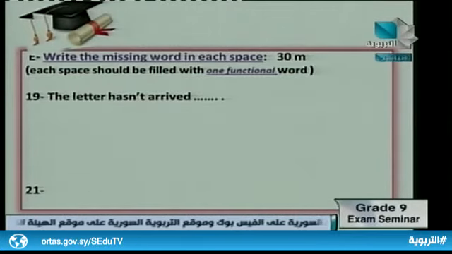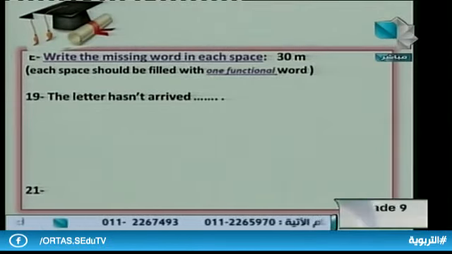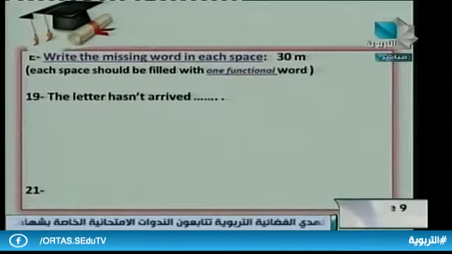Something like that. Now, let's begin. The rubric is: write the missing word in each space, and it's allotted 30 marks. We have 3 statements, 19, 20, and 21. We are going to do one of them. The letter hasn't arrived.